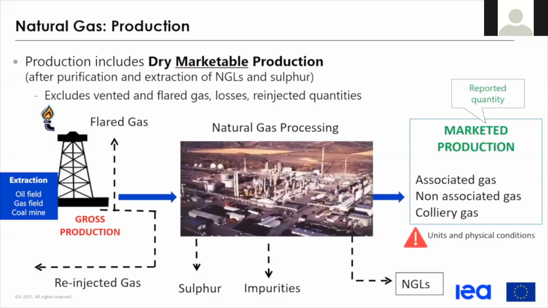Again, in any statistics work, the units and physical conditions in which the measure is made are important. Natural gas being a gas, the pressure and temperature at which you are doing the measure of volumes will impact the result of your measure, and it's important that those points are made clear in your data sets.